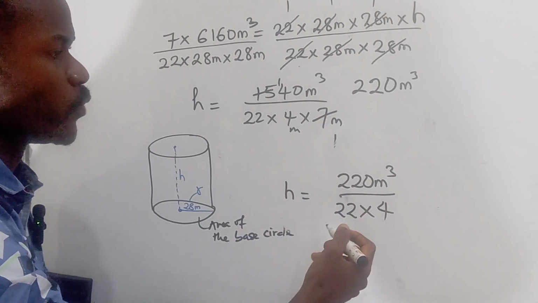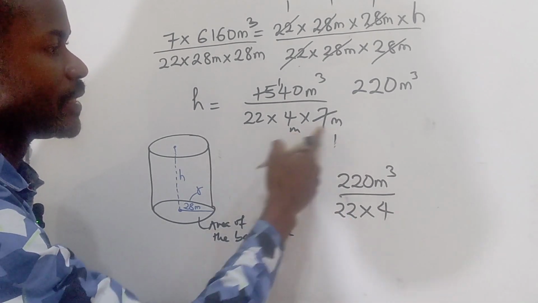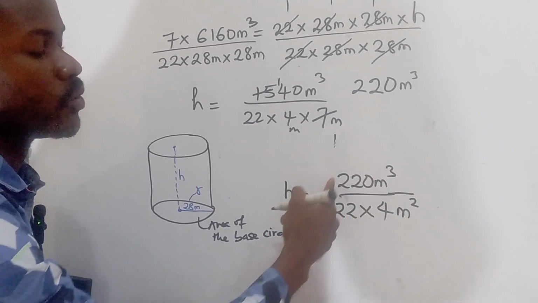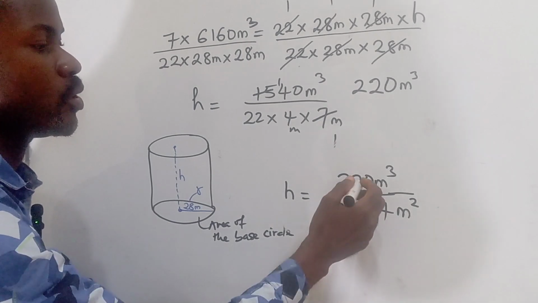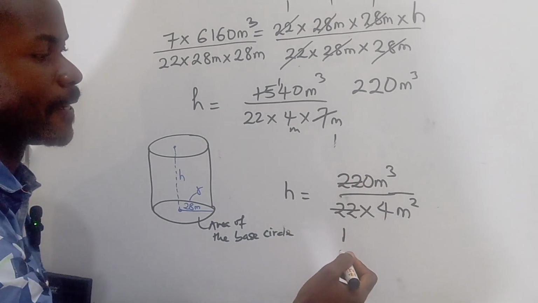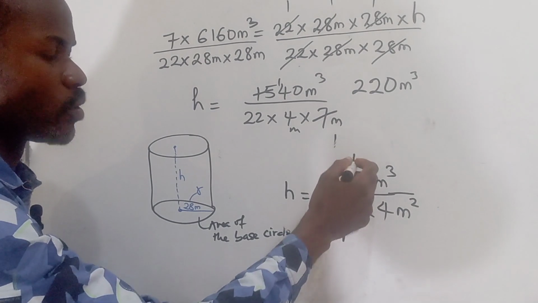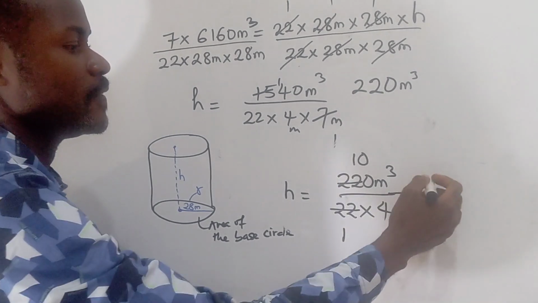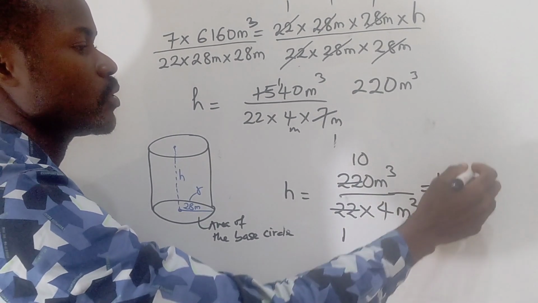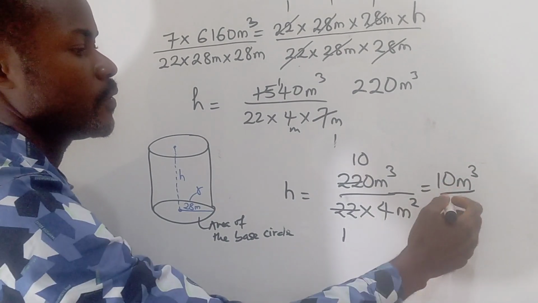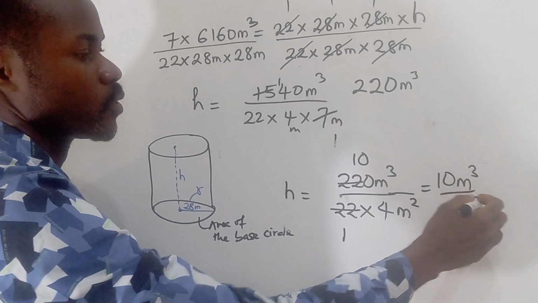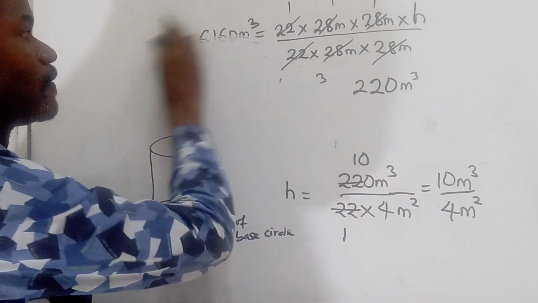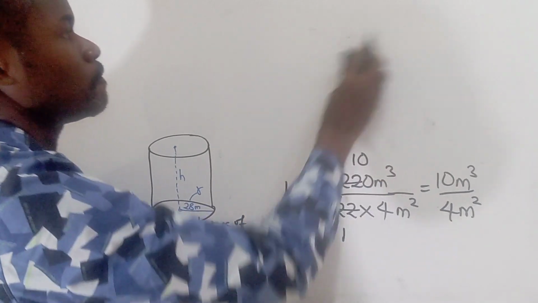So what do we do at this point? Now meter times meter is meter square. Now 22 can go into this. 22 into this is 1. 22 into this is 1 time, and into 0 is 0. So we have this as 10 meter cube divided by 4 meter square. Now from that, we can now easily arrive at our answer to this question.